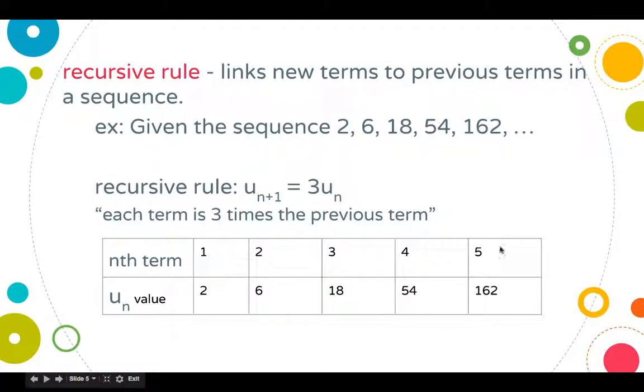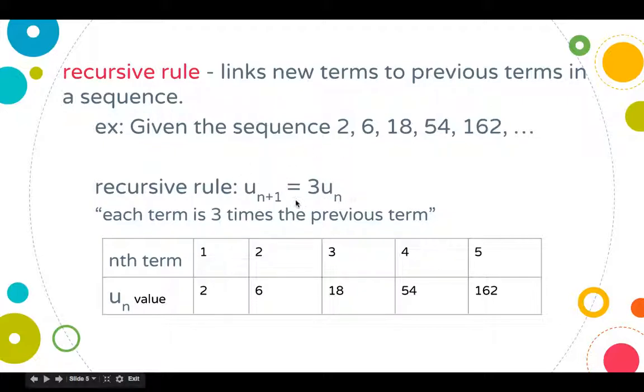I thought it would be helpful to include a table. So in this table, nth term means the first term, the second term, the third term, the fourth term, and the fifth term. And then in the second row, I'm telling you the value of that term. So the first term is a 2, the second term is a 6, the third term is an 18, the fourth term is a 54, etc.